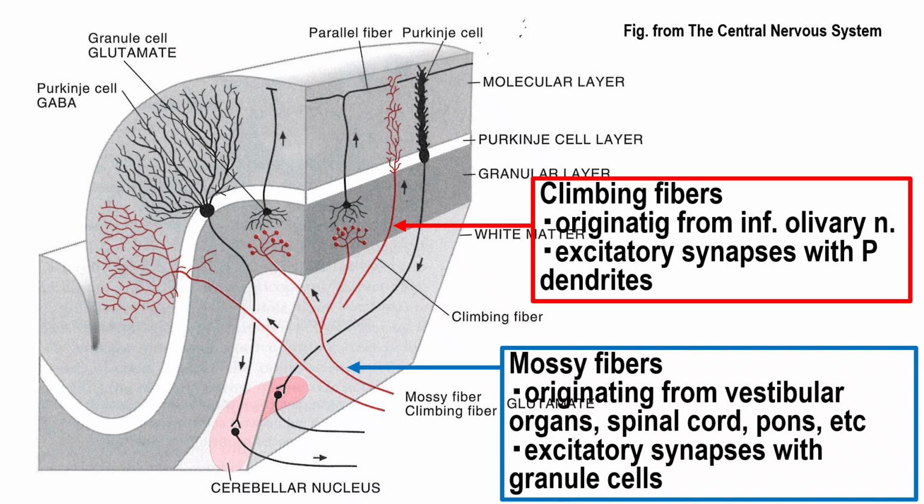On the other hand, mossy fibers originate in a wide range of areas, including the vestibular apparatus, spinal cord, and pons, and project to the vestibulocerebellum, spinocerebellum, and pontocerebellum, respectively. Mossy fibers form excitatory synapses with granule cells.